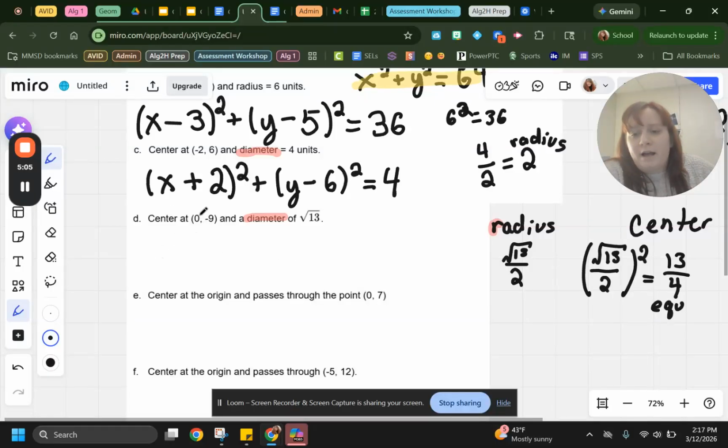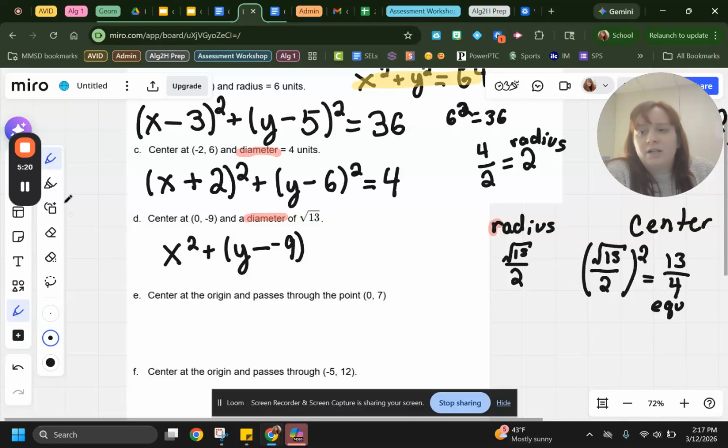So as I look here, I have a 0 for my x in my center. So I'm going to have x squared, because I know if I subtract 0, I will not change anything. Plus, then I get a different number. So I have y minus a -9. And again, we can change that to be a positive, because subtracting a negative is the same thing as adding. Squared equals, and we already know what square root 13 over 2 squared is, so we can just put that as 13 over 4.